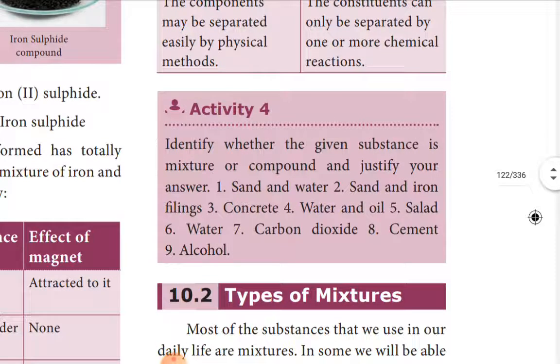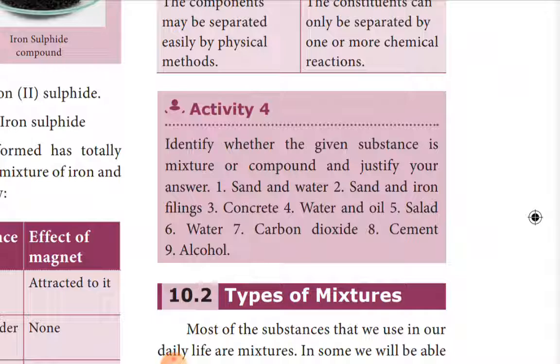Then activity 4. It is given: identify whether the given substance is a mixture or compound and justify your answer. You have to classify the given 9 substances. You have to separate which is a mixture and which is a compound by checking the type of substance.